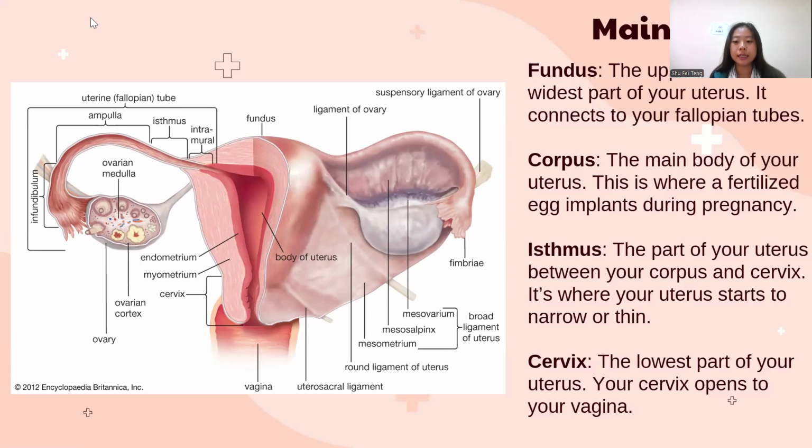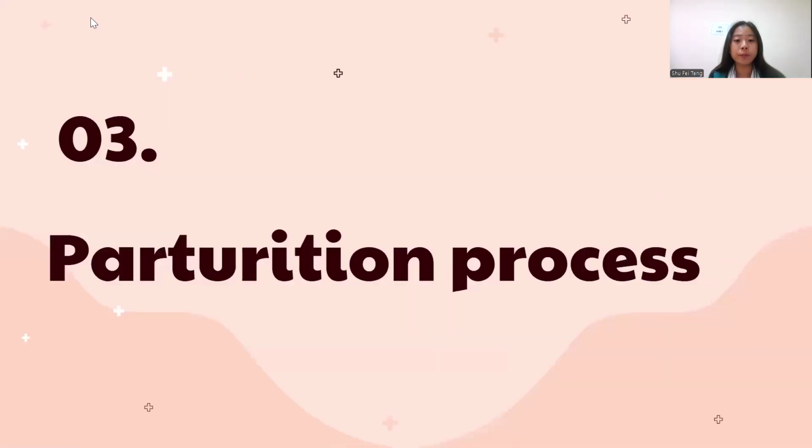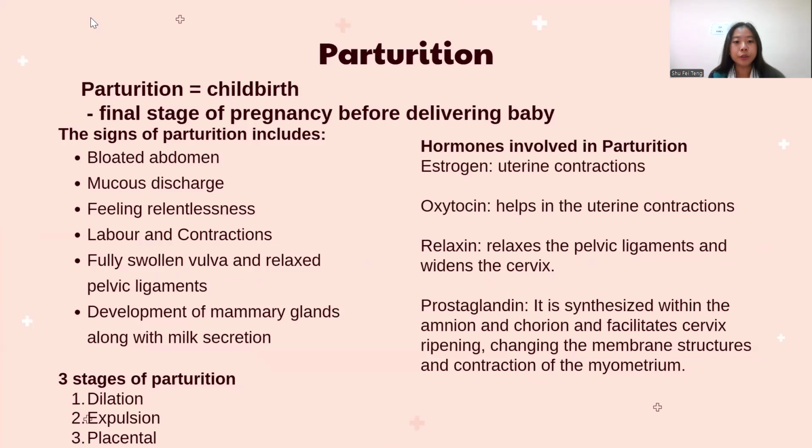The third one is isthmus. It is the part of the uterus between the corpus and cervix. And the last one is cervix, which is the lowest part of the uterus. So let's move on to the parturition process. Parturition process is basically known as childbirth. It's the final stage of pregnancy before delivering the baby.